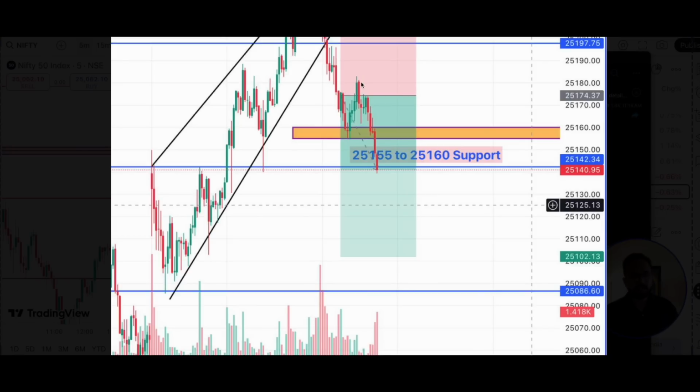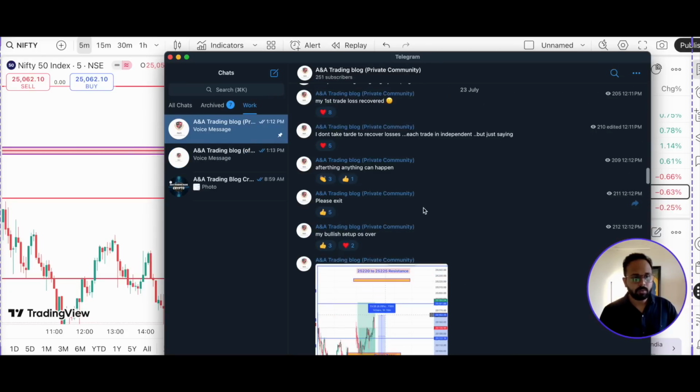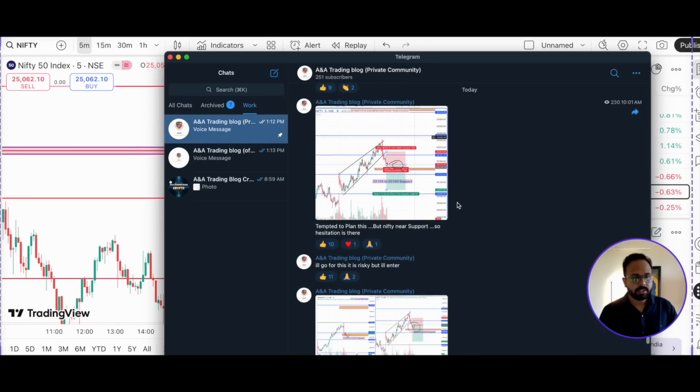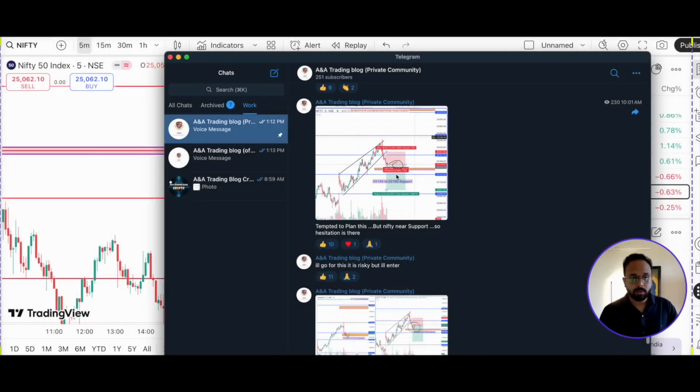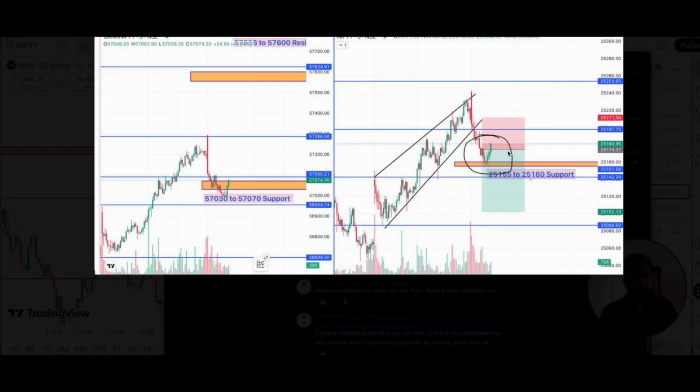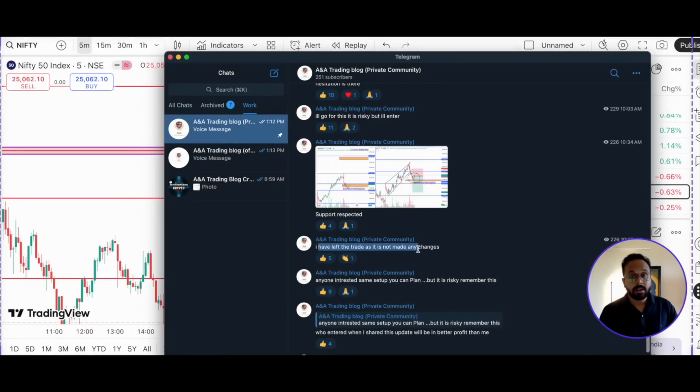So this was the retest zone in my private Telegram group. Now here also you can see the update which I shared. First setup, I took it here. I knew market will be coming to the supporting zone, but here again when it came for a retest, I have left the trade as it is.